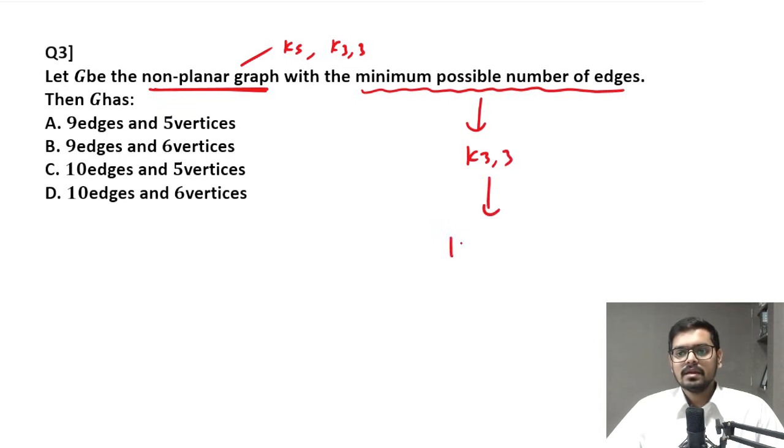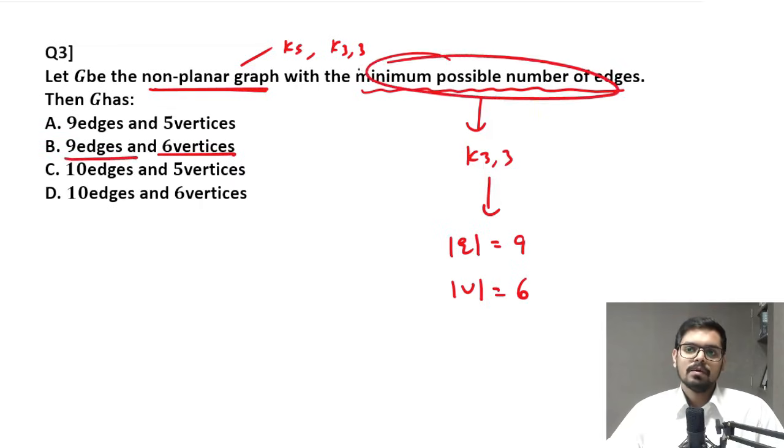In the K3,3 graph, number of edges is 3 into 3, 9. Number of vertices is 3 plus 3, 6. Number of vertices 6 and number of edges 9. They needed the minimum possible number of edges.